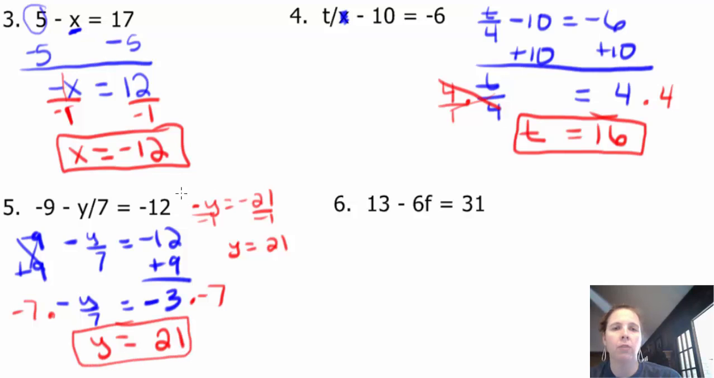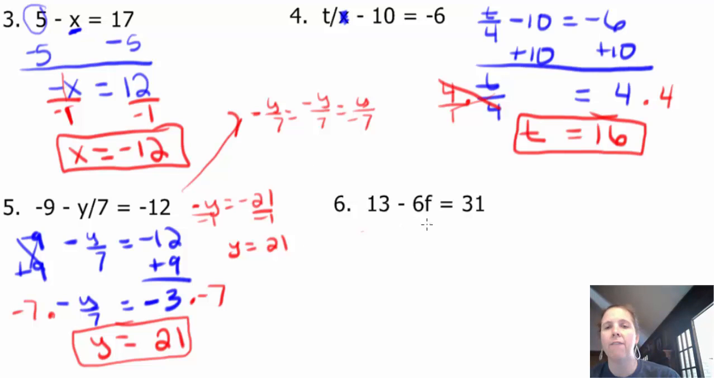But remember, I'll draw it up here. Remember that negative y, these are all the same. It doesn't matter where the negative goes. Those are all the same. Okay? So moving on to number 6.